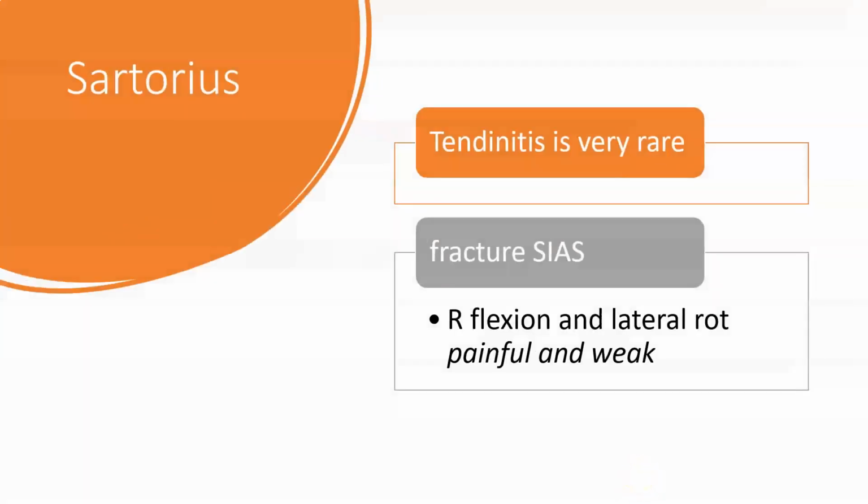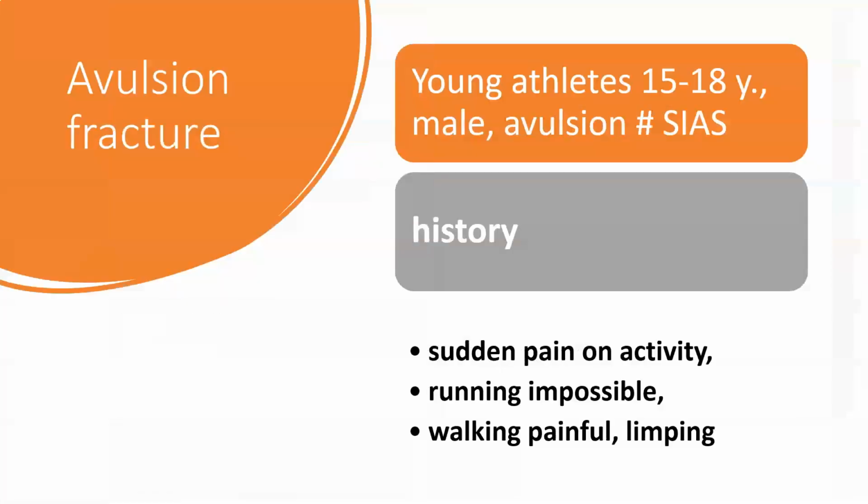A sartorius lesion is very, very rare. It's more likely you have a fracture of the spina iliaca anterior superior. And in that case, the resisted flexion plus lateral rotation is not only painful, but also weak. And you remember from the basic lectures on clinical reasoning that the combination of pain and weakness mostly points in the direction of a more severe lesion.